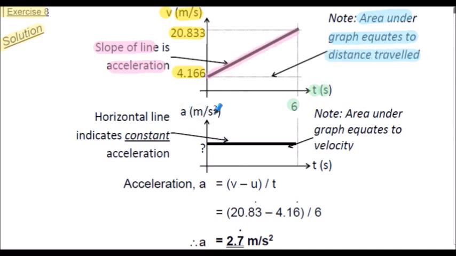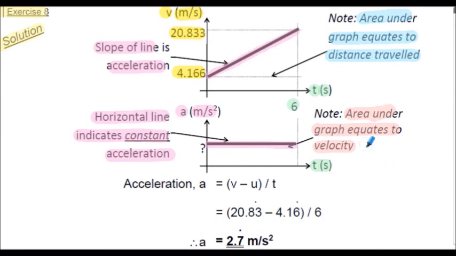And for further reference, I've just sketched below the acceleration time diagram, acceleration on the vertical axis in meters per second squared, time again on the horizontal axis. Note that the horizontal line on this diagram indicates the constant acceleration over the 6 second time period. This horizontal line here is the acceleration, which we're now going to calculate below. The area under the graph actually equates to change in velocity.